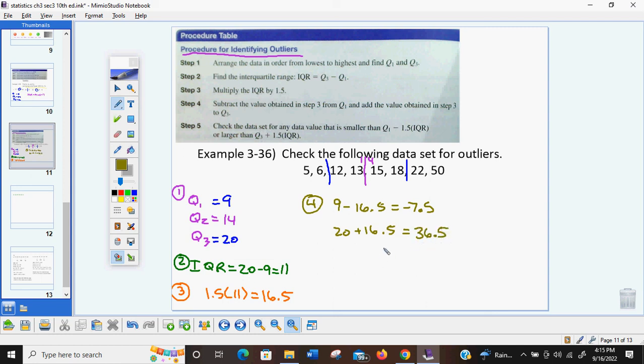So all of my data should be between negative 7.5 and 36.5. If it's not, it is considered an outlier. Well, if we look at our data up here, we got no negatives, so we're good on this end. But up here, 50 is above 36.5. That makes it an outlier. So for step 5, we find out that we do have an outlier. 50 is an outlier.